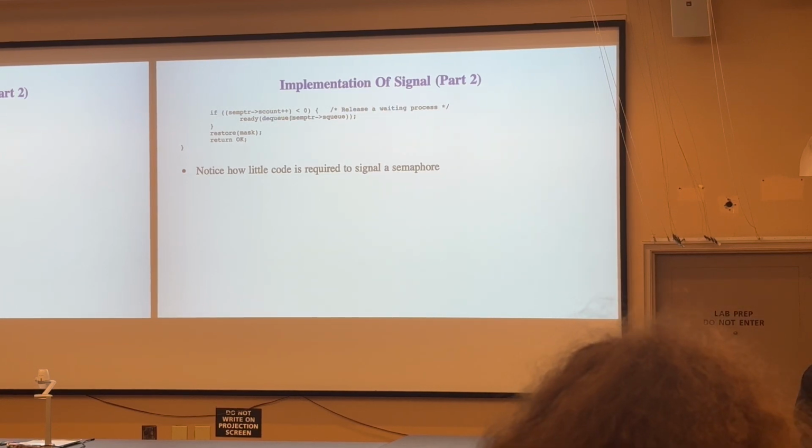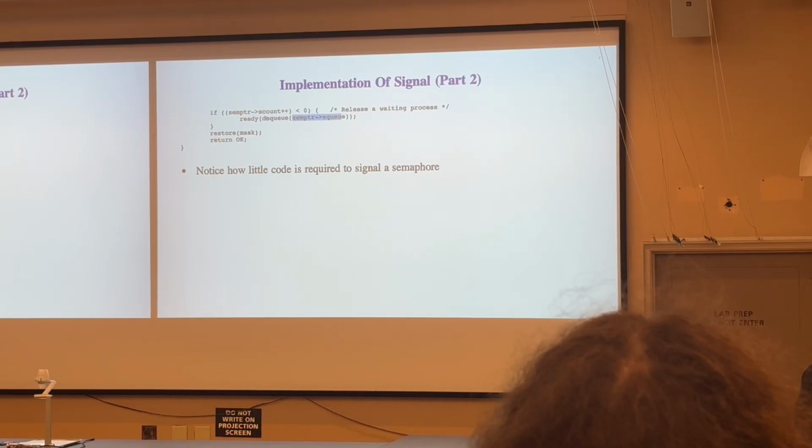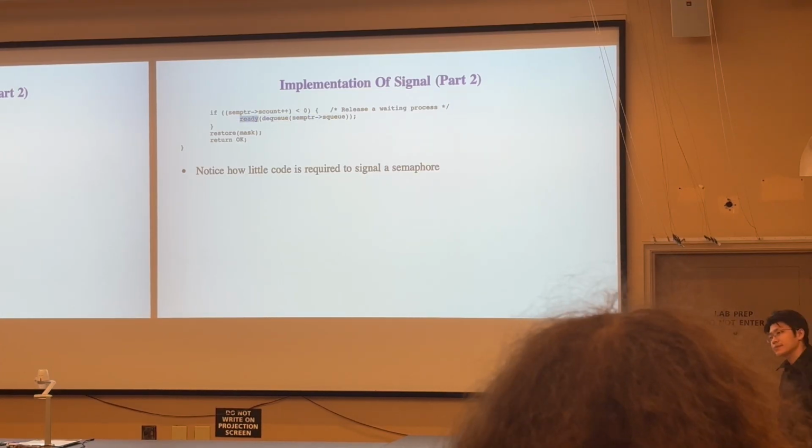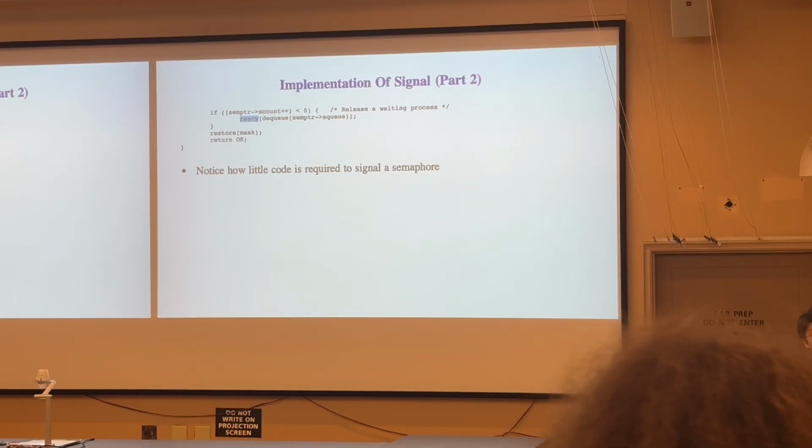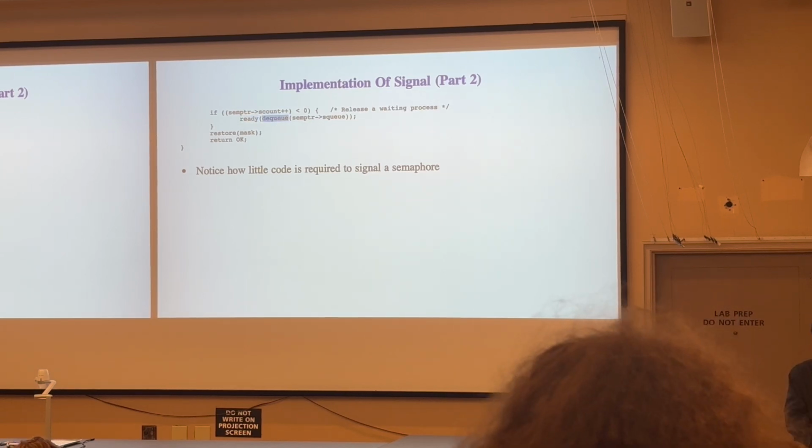You need to dequeue. Remember, it's a first in, first out queue. So you dequeue the first item from the semaphore's queue, and you call ready. Anyone remember what ready does? This will be the last question. Yes. It sets the process state to ready and puts it on the ready queue, and calls reschedule. So this is how signal wakes up the other process. It wakes up the first process in the semaphore queue.